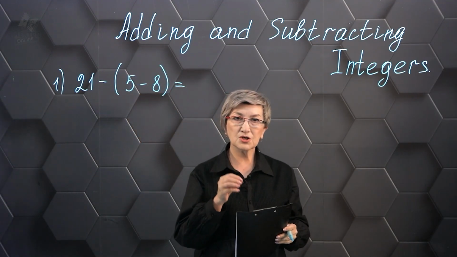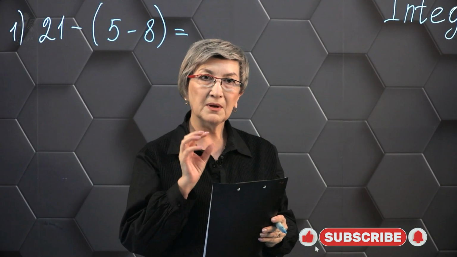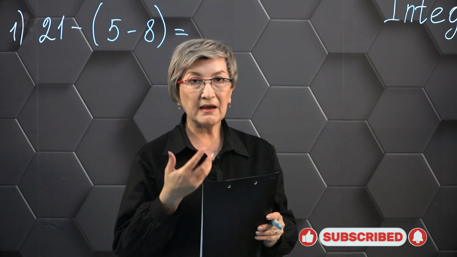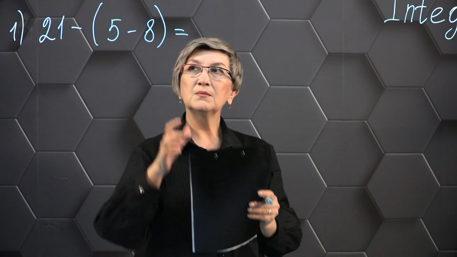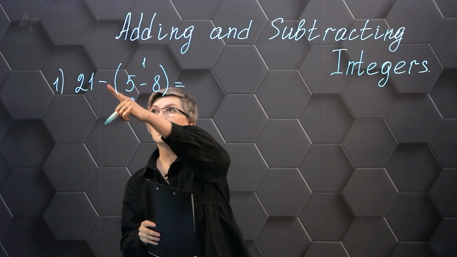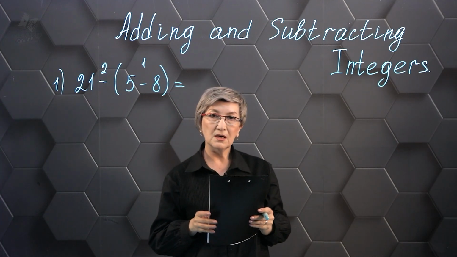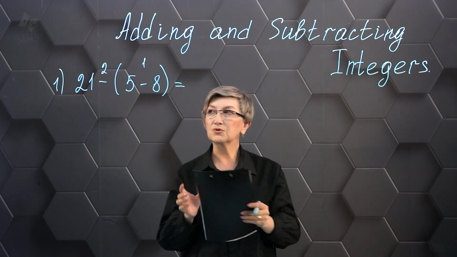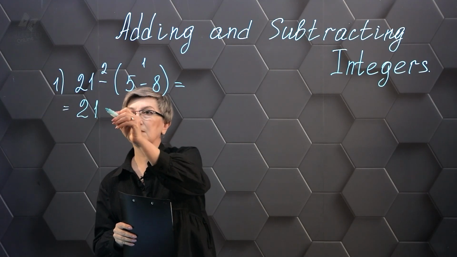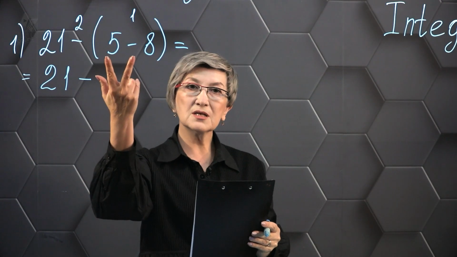This example can be solved in two ways. The first way, we perform the actions in order. And according to the rules of action, we must perform the first action in parentheses. And the second action, from 21 subtract the result of the first action. And as a result, we get 21. I leave minus. And 5 minus 8 are two numbers with different signs.